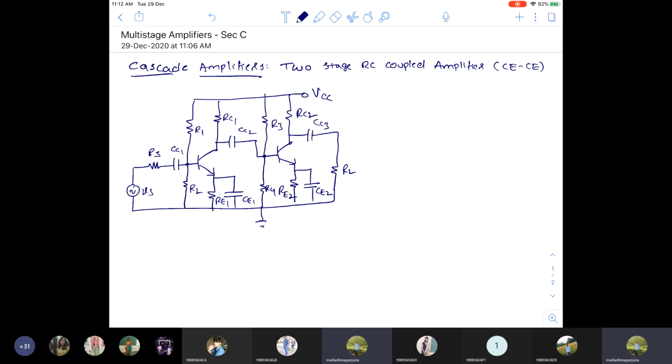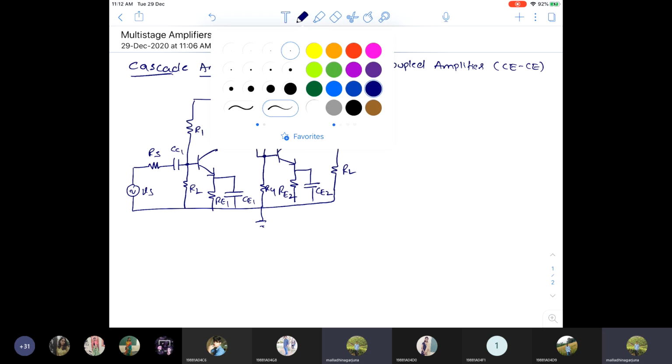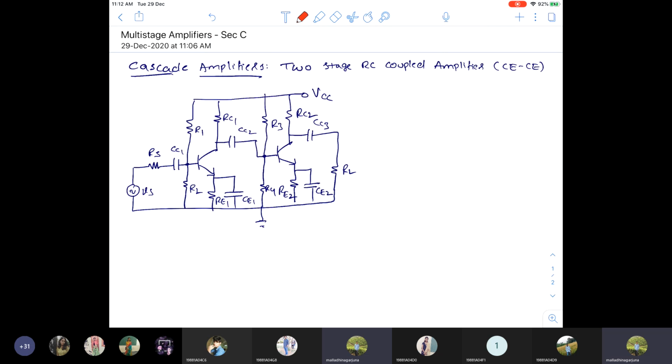Now look at this one. So this is the first stage amplifier, the first stage till this point. Now what I'm doing, I'm applying the output of the first stage. So this is the output of the first stage.